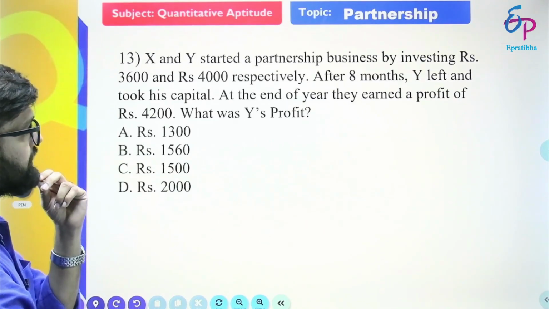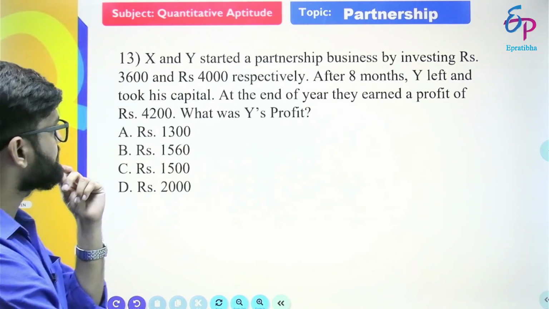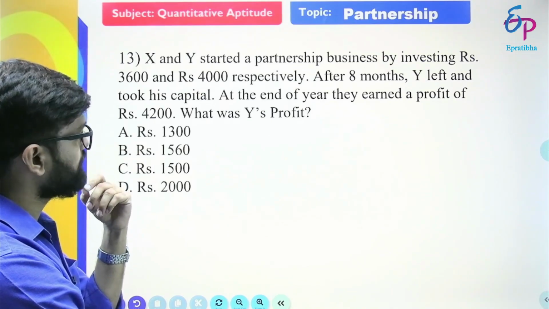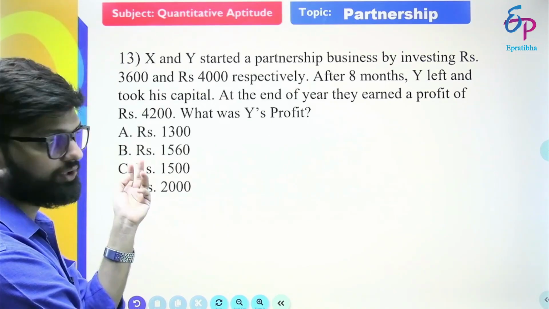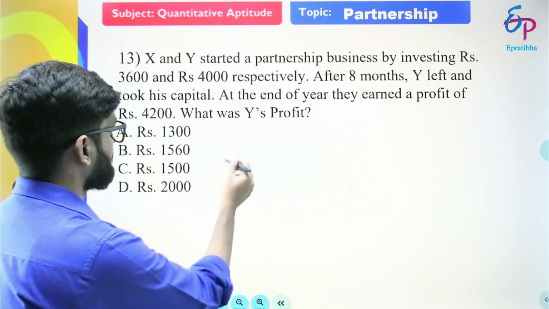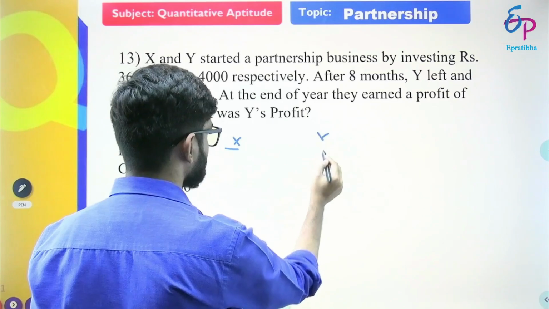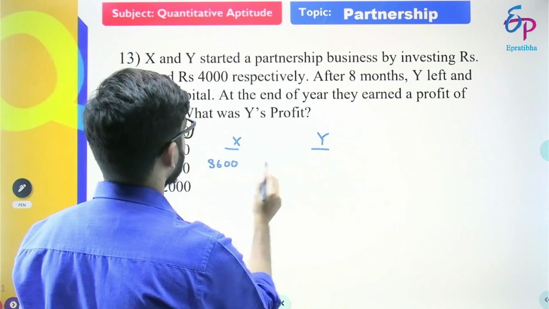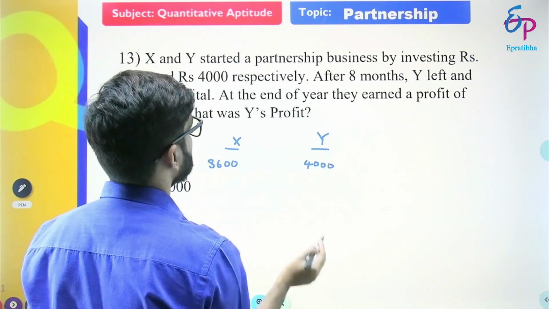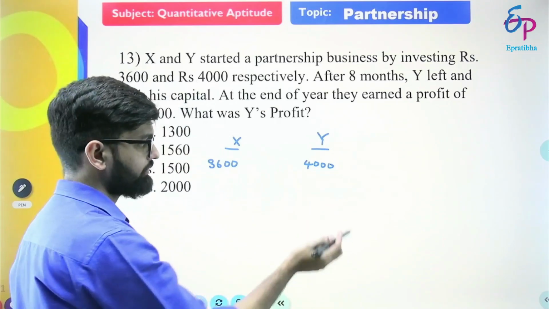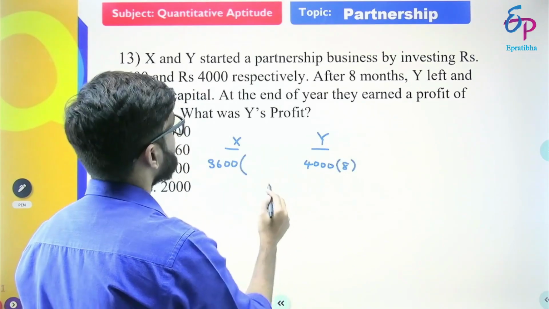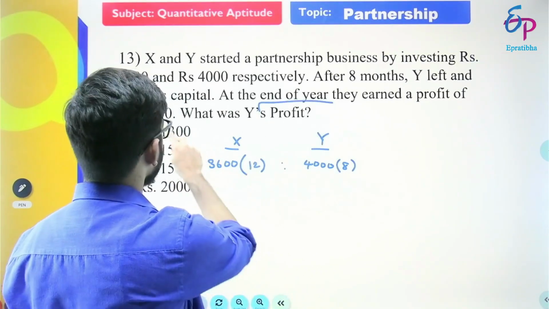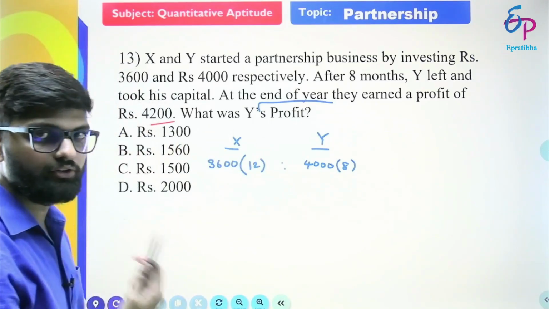Okay, X and Y started a partnership business by investing rupees 3,600 and 4,000 respectively. After 8 months, Y left and took his capital. At the end of the year, they have earned a profit of 4,200. What is Y's profit? Okay, X, Y is there. X value is 3,600. Y value is 4,000. After 8 months, Y left. So he is there for how many months? He is there only for 8 months. But at the end of the year means this is 12.